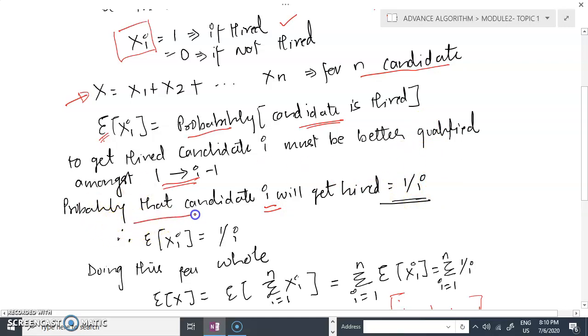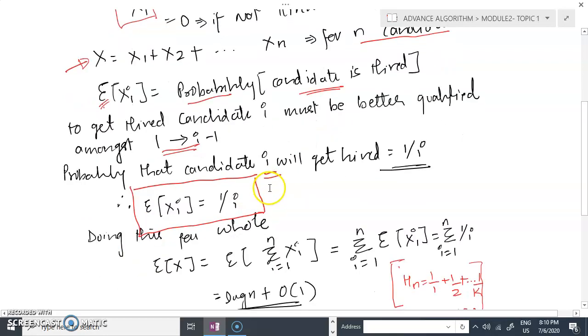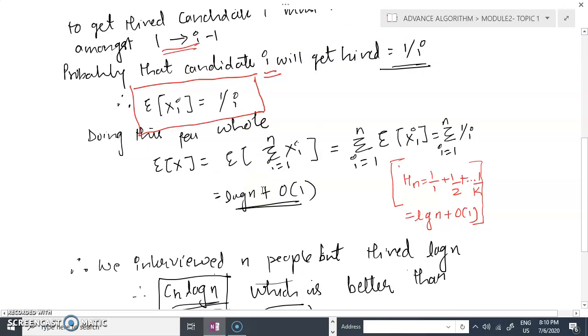So what is the expectation? The expectation of x of i, the expectation that the ith candidate will be hired, is 1 by i. I hope you understood this. So if the 20th candidate is supposed to be hired, what is the probability? It should be better than candidates 1 to 20, so 1 by i. Now when I'm doing this for the whole n candidates, the expectation on x of i is 1 by i.